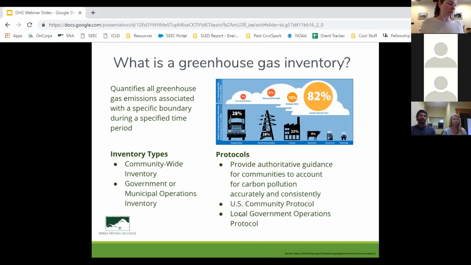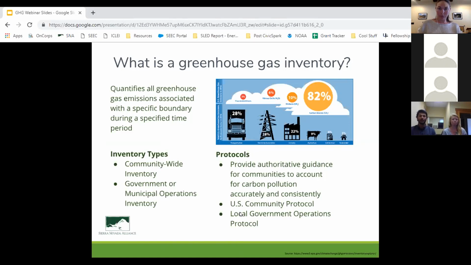So what is a greenhouse gas inventory? Basically, what we're doing here is trying to figure out all of the emissions that are coming out of a place during a period of time. So the technical definition is a greenhouse gas inventory quantifies all greenhouse gas emissions associated with a specific boundary during a specific period of time. The specific boundary is going to be potentially a town, a city, could be a county or a state, or even a country. And the specified time period is usually going to be a calendar year.